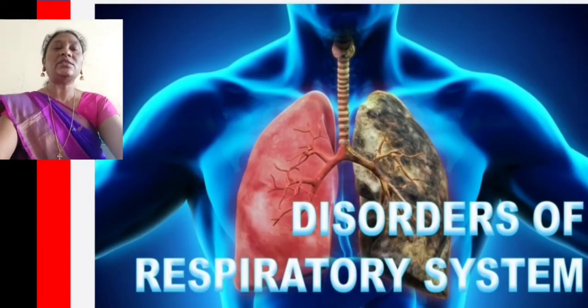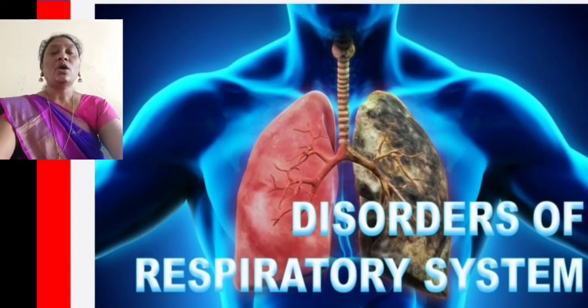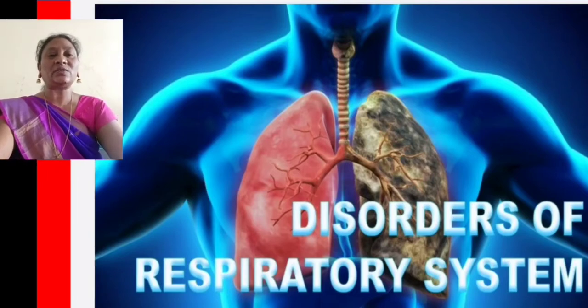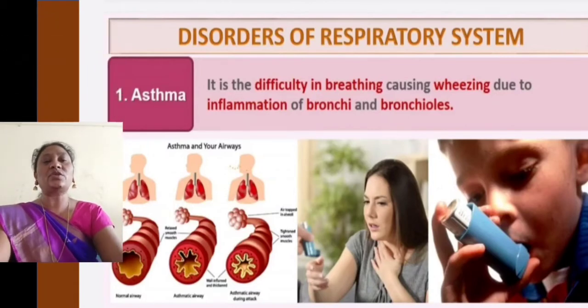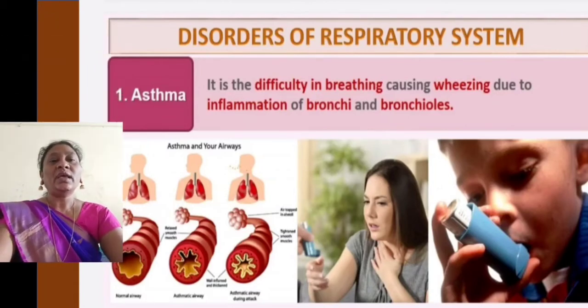Now let us see disorders of the respiratory system. What are the different types of disorders we can see in the respiratory system? The first one is asthma, difficulty in breathing causing wheezing due to inflammation of the bronchi and bronchioles.